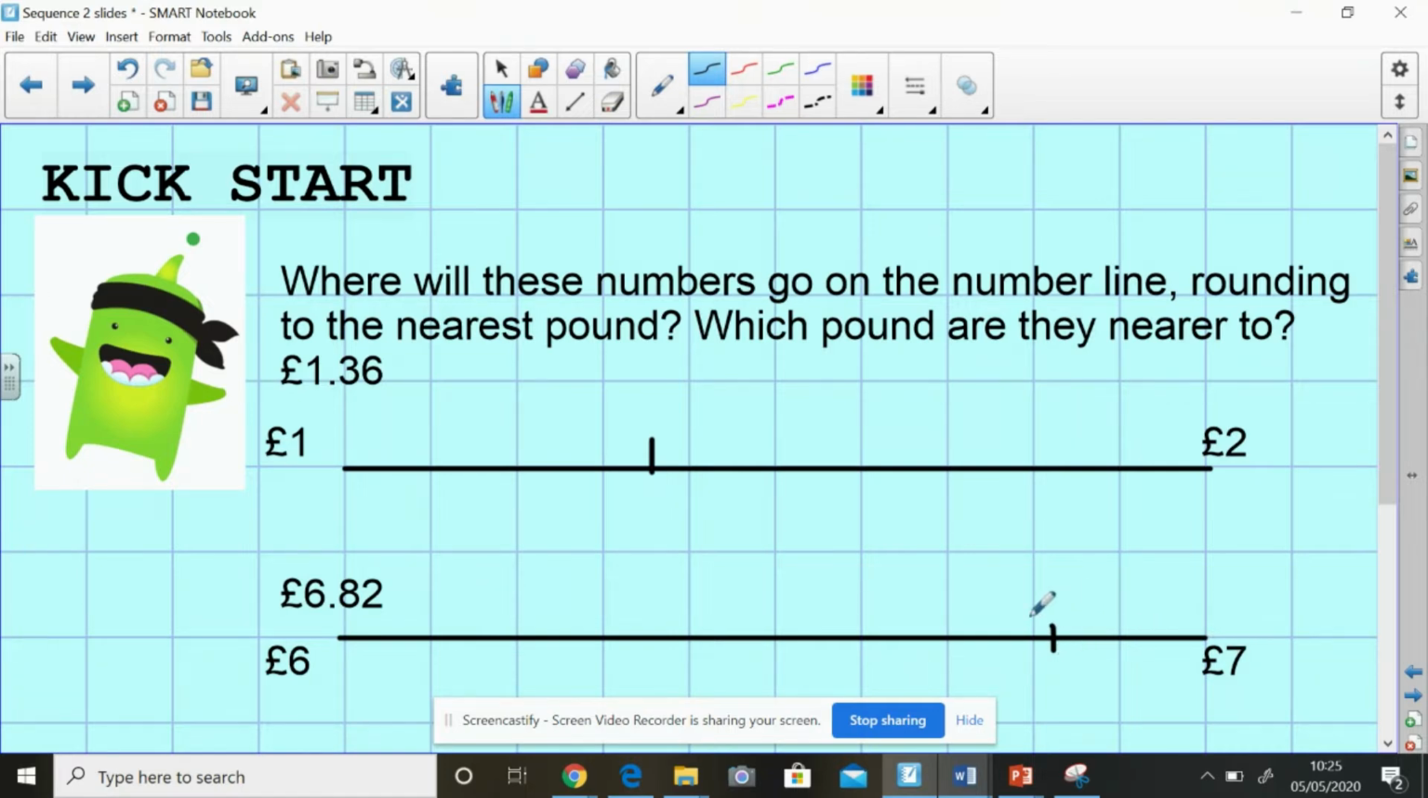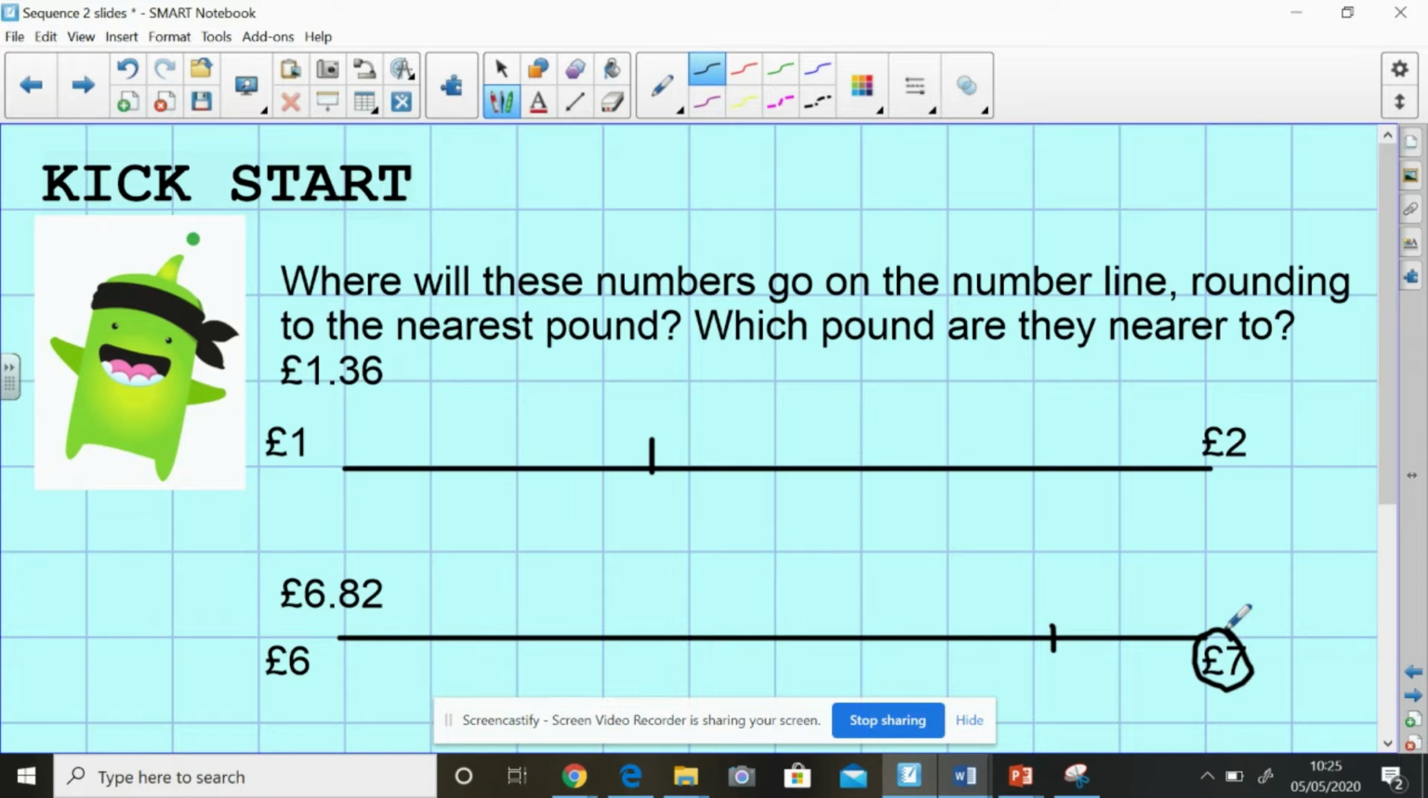So that's the first thing I've done. I've placed my £6.82 on my number line. The next thing I need to think, what whole number could I round this to? Looking at the number line, it's quite obvious, but we're going to look at the tenths column. The number after the decimal place, it is an 8, so that means it is rounded up because it is above 5. So it gets rounded up to £7.